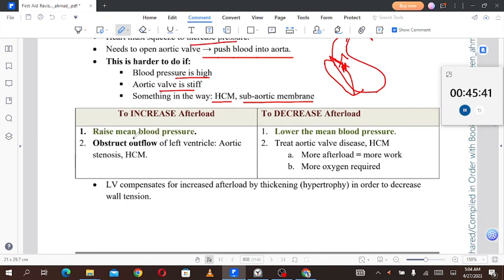To increase the afterload, raise the mean blood pressure, obstruct the outflow of the left ventricle. Okay, so to increase the afterload, either raise the mean blood pressure or obstruct the outflow of the left ventricle, that is aortic stenosis or hypertrophic cardiomyopathy. To decrease the afterload, lower the mean blood pressure, treat the aortic valve disease and hypertrophic cardiomyopathy. More afterload, more work, and more oxygen is required.